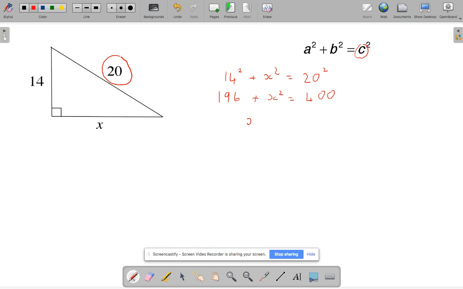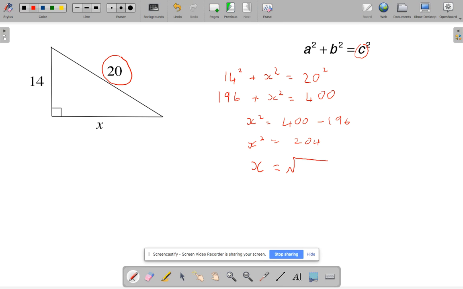So now when I rearrange that, I get x squared equals 400. I'm going to take away 196 from both sides. So this is going to give me 204. So x squared is 204. Now I want x. And x must be smaller than 20. So if I end up with a number bigger than 20, I've gone wrong.